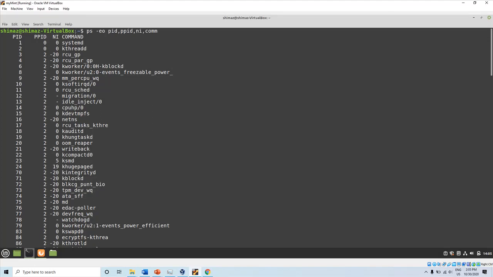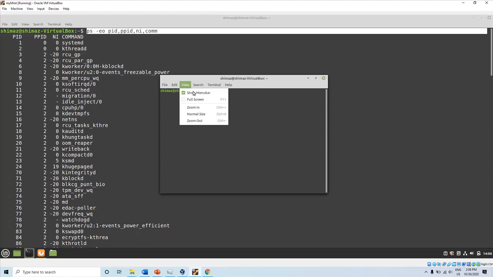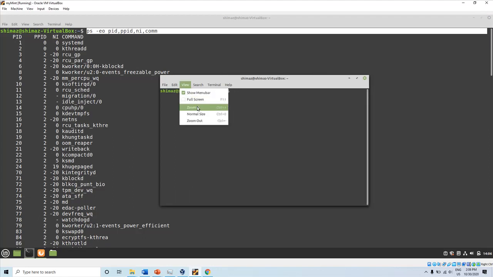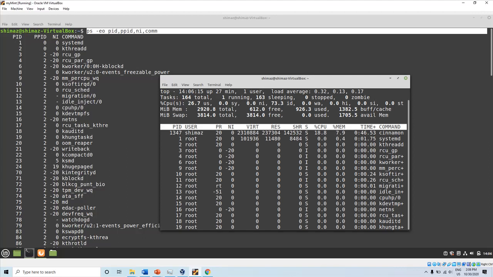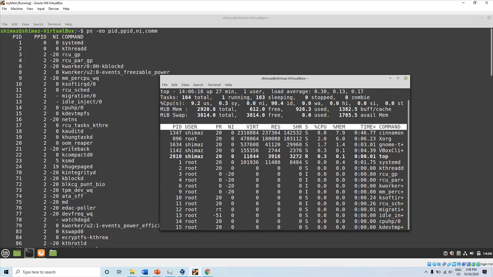So if you want to know the nice value of any process, you can use the ps command, or you can use another command, top. Here you can see the nice value, NI, of the processes. These are the processes, with the process ID, and the nice value is given. So the top command and the ps command can be used to find the priority values of your process.